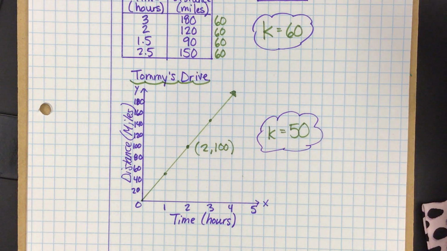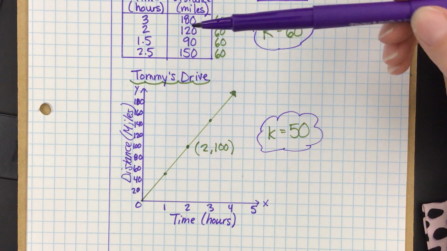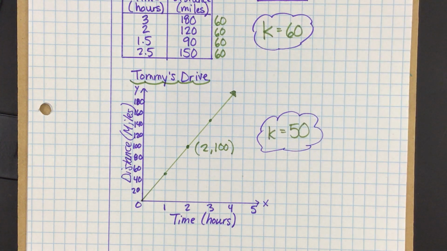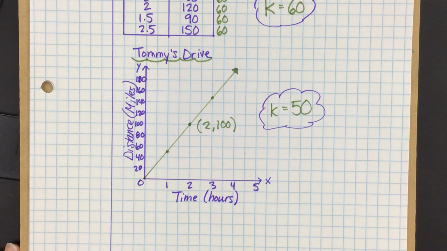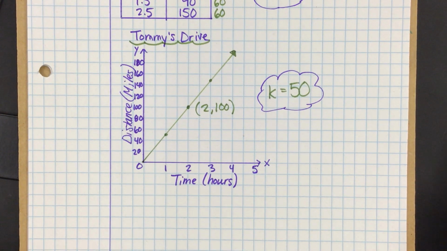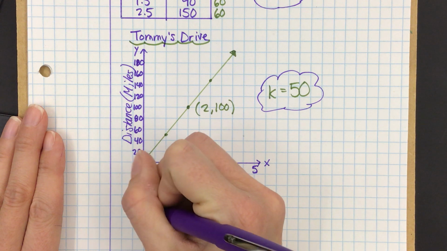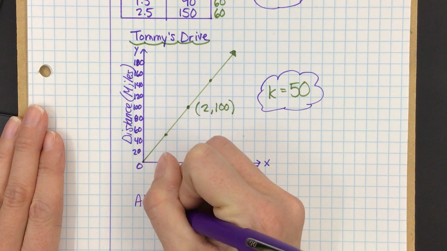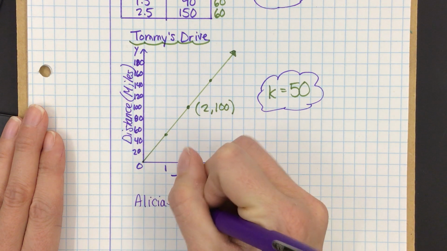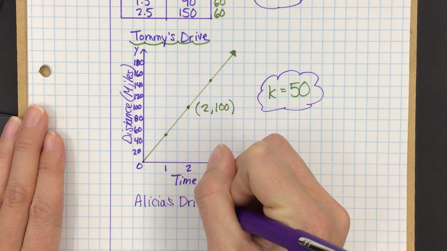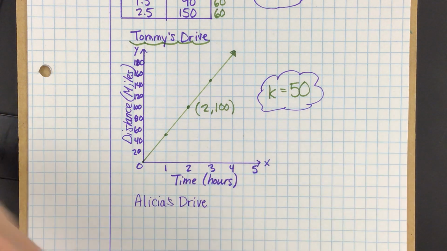Okay, so now we've looked at the constant of proportionality in a table and in a graph. And now we're going to look at it in a different form. We have another friend who is also driving home for summer. Her name is Alicia. Now, Alicia is going to represent her drive with an equation.